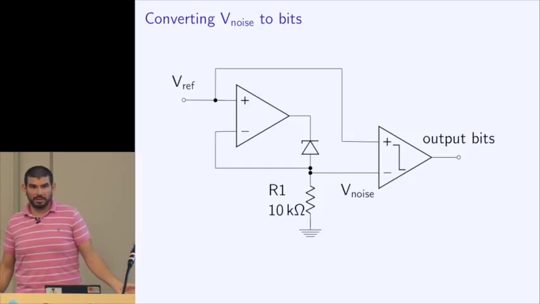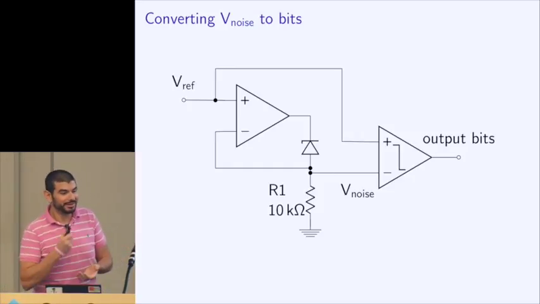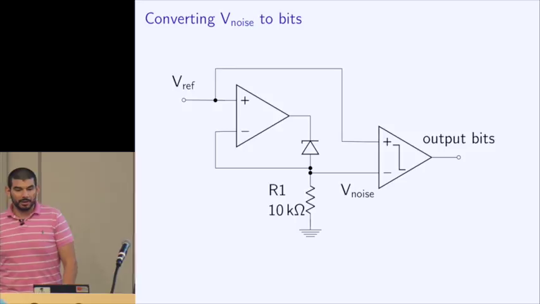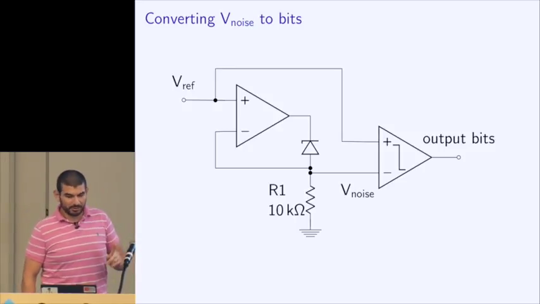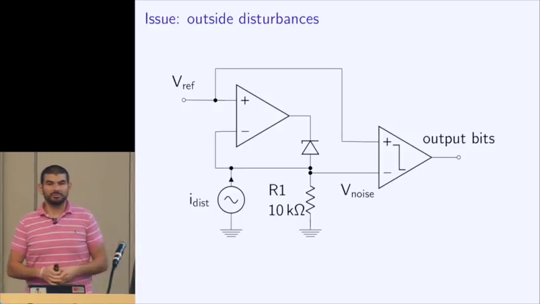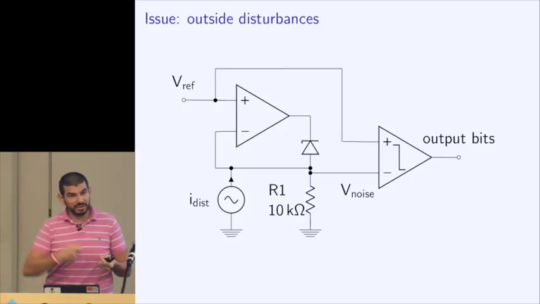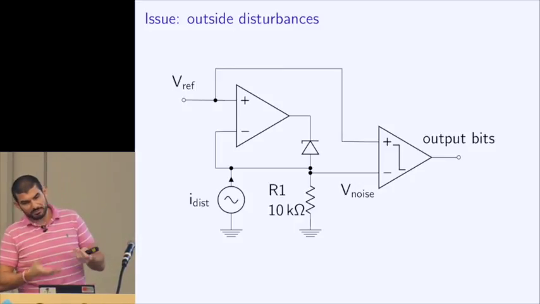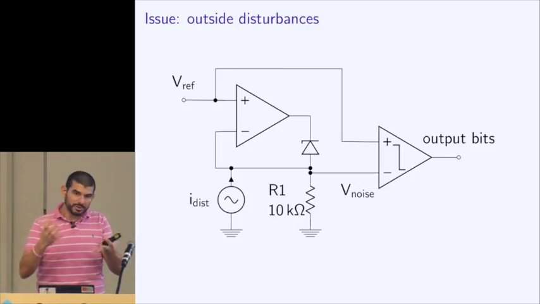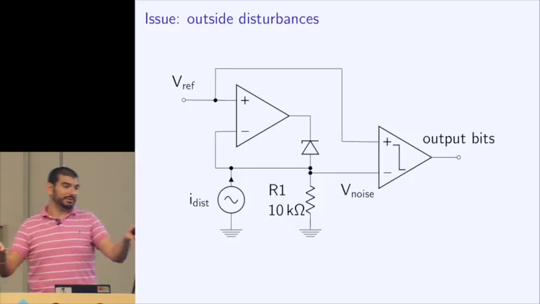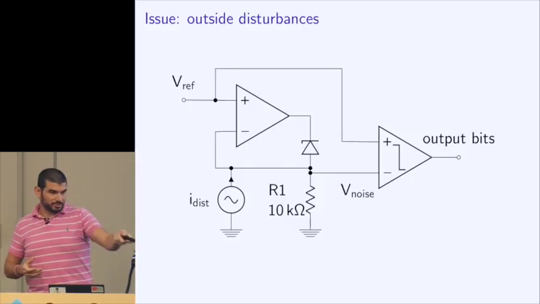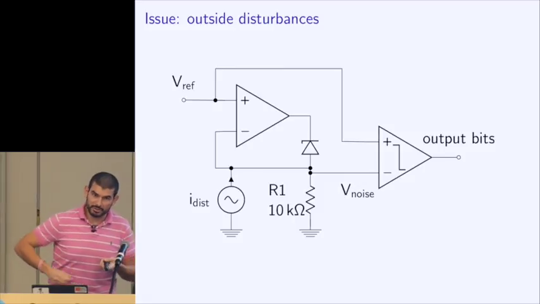So we're done, right? Well, no, of course not. There are a couple problems here. Let's take a look at one immediately. What happens if there's some disturbance that's being injected into the circuit from, say, the power supply? For example, there's some capacitive coupling between the power supply and this V noise wire. So I'm modeling that here as just a disturbance current injecting there.